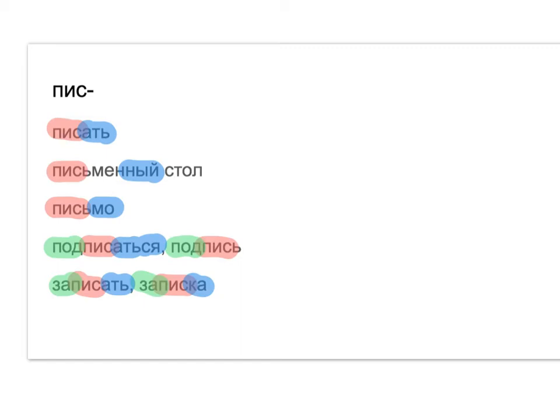Can you figure out the meanings of these words? We have письмо as a letter. Подписаться means to write your name down, to sign something. And then подпись, related, is a signature. Записать is to jot something down. And then записка is what you jotted down, some notes that you took.